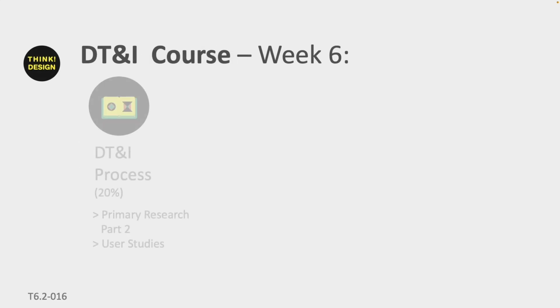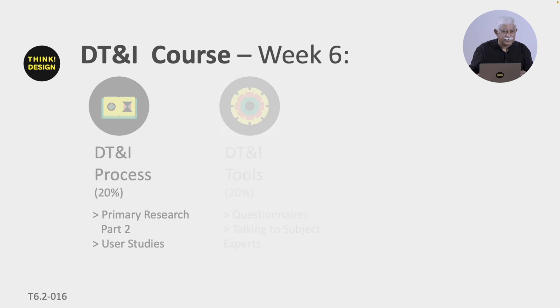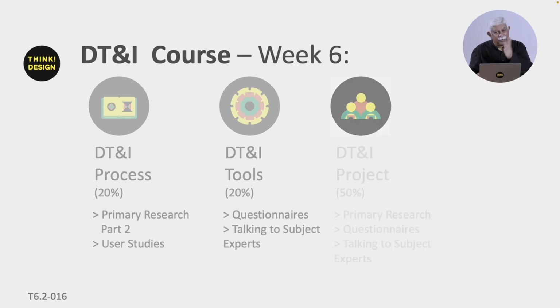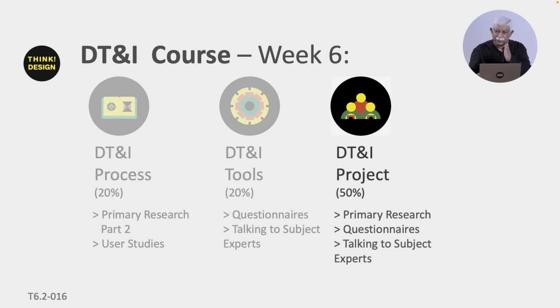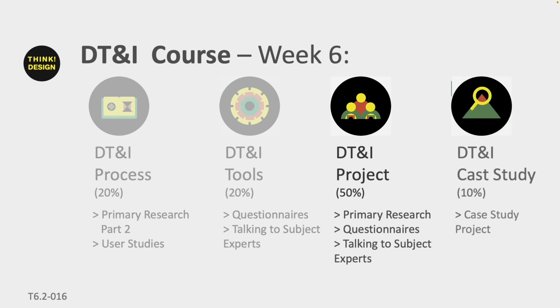Let's summarize week 6. We did the design process, and had a look at primary research part 2. We further tried to understand the user. We looked at the tools of how to do the questionnaire and how to do the cue cards, which become useful for talking to subject experts. We're going to apply both the questionnaires and the cue cards in the design project. And then we'll have a look at the case study.